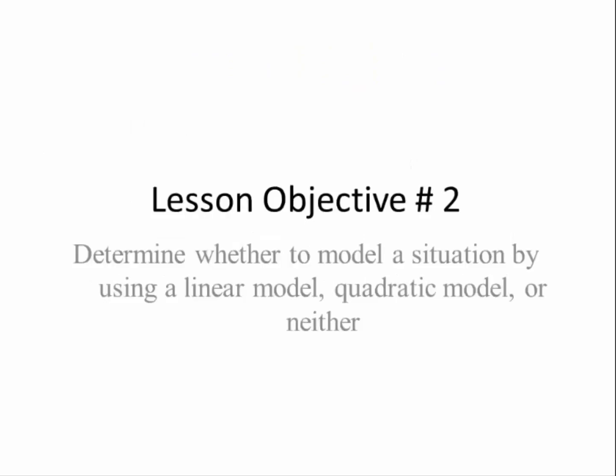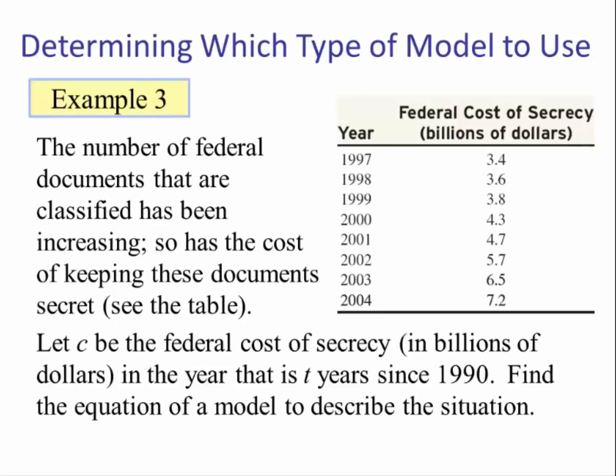Example 3. The number of federal documents that are classified has been increasing. So has the cost of keeping these documents secret. See the table. Let C be the federal cost of secrecy in billions of dollars in the year that is T years since 1990. Find the equation of the model to describe the situation.